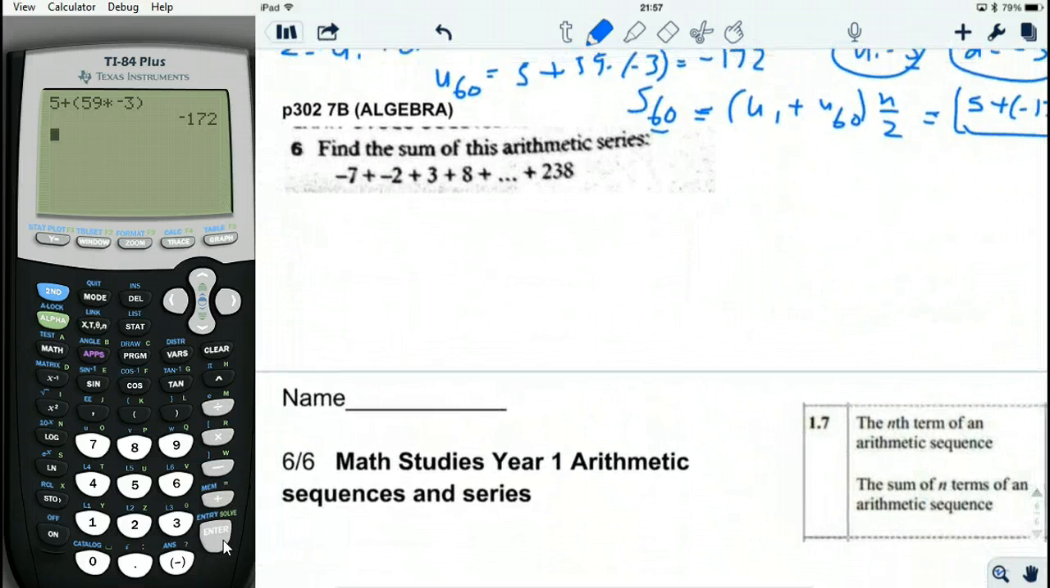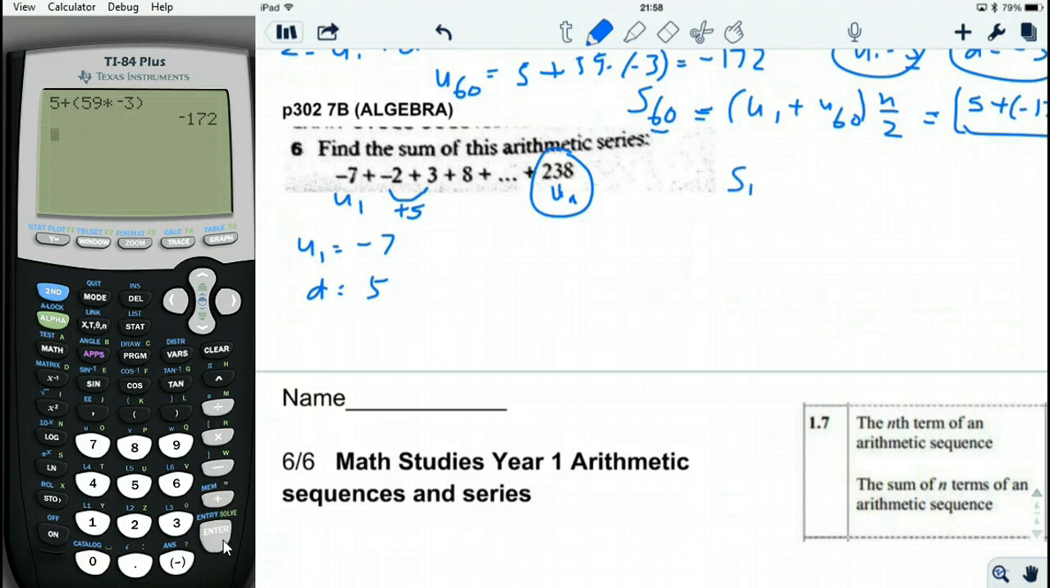Find the sum of the arithmetic series, negative 7, negative 2, all the way to 238, and we don't know what term that is. Well, we know that U1 is negative 7. What's the common difference? Well, we can easily figure that out because they give us several examples. From negative 2 to 3, the difference is plus 5, so we'll say that D is 5. And we know that UN is equal to 238. Find the sum of this arithmetic series.